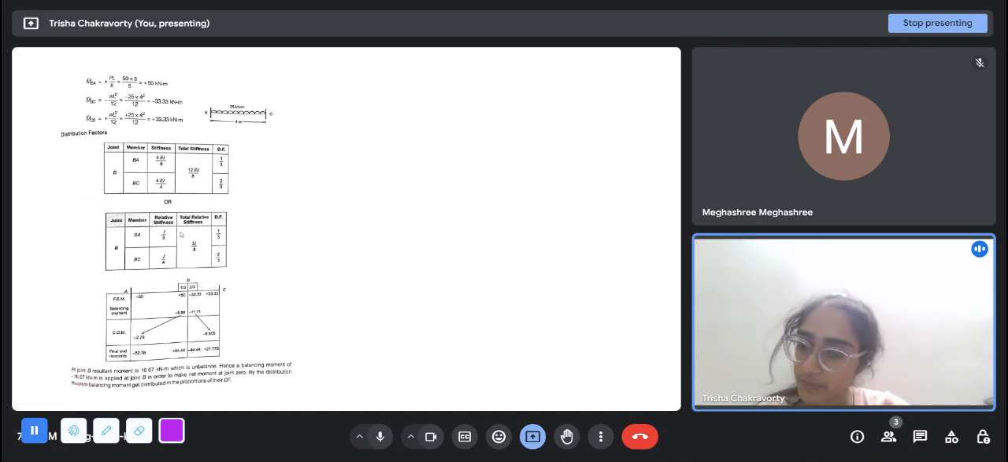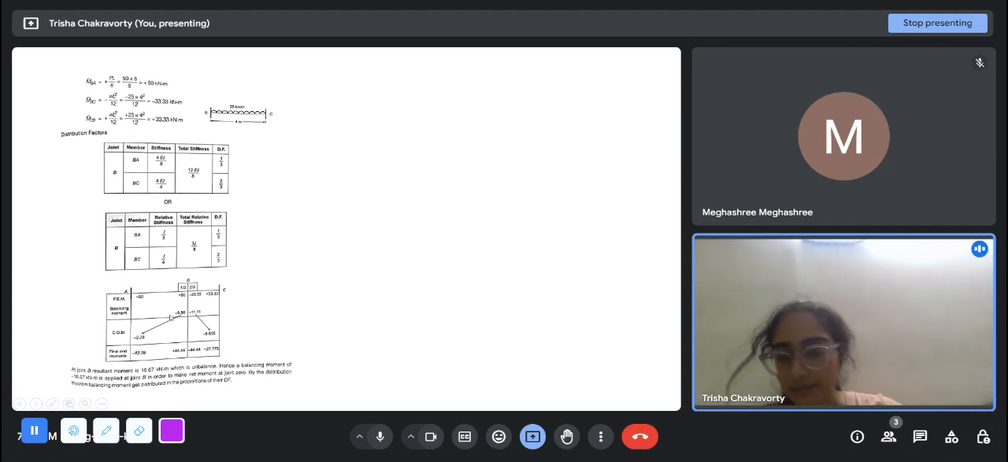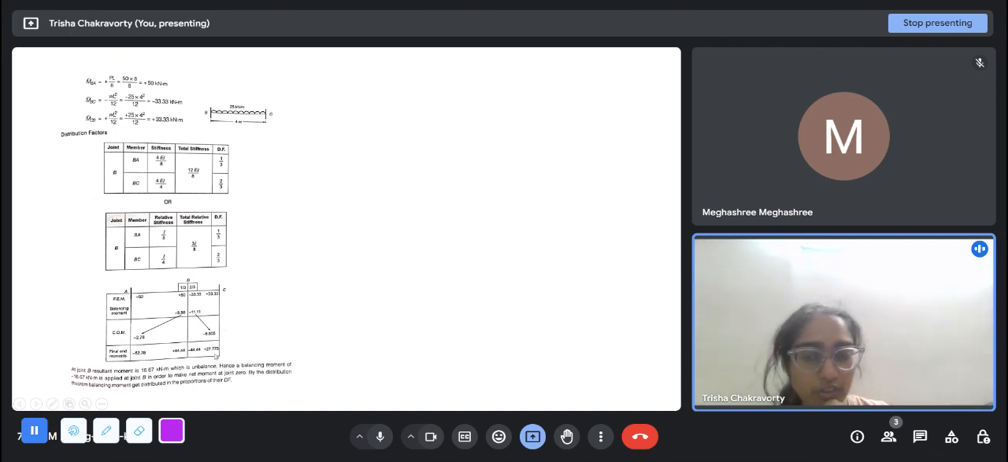And in what ratio will we put these moments? Here we will transfer one third of that unbalanced moment. Here we will transfer two third. So 16.67 into 2 by 3 is 11.11. So here we will transfer minus 11.11, and here we will transfer the rest, that is minus 5.56. And carryover moment at C, since both of these are fixed supports, we have to carry over half the moment. So 5.56 by 2 we carry here, and 11.11 by 2 we carry here.